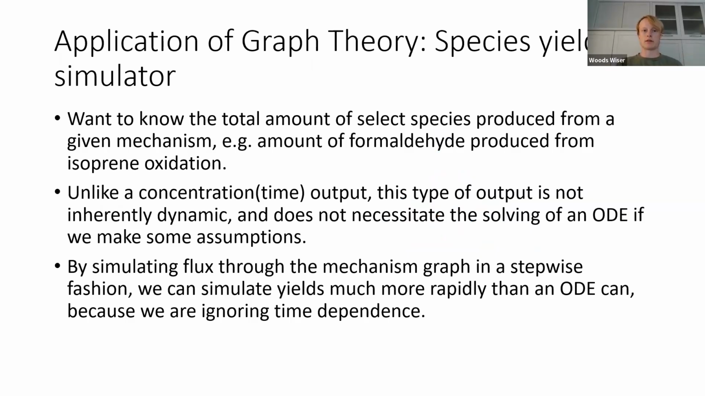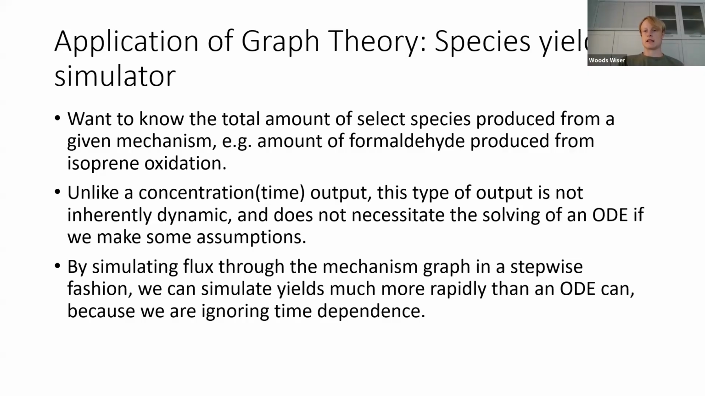And the algorithm is a species yield simulator. What it does is determine the amount of any species in the mechanism that is produced from the source species. For example, the amount of formaldehyde produced from isoprene oxidation. And it does this for a set of input conditions. So you set the inputs and it determines what the output yield is.